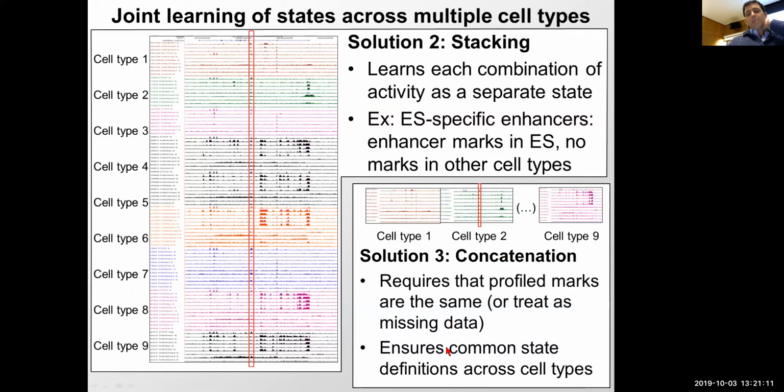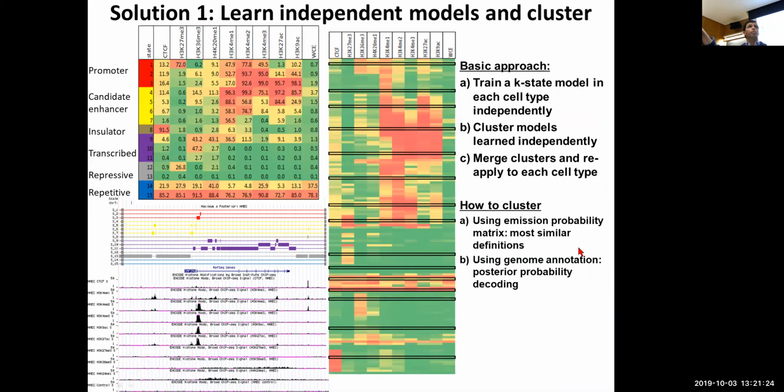So that basically also ensures that there's common state definitions across all of the cell types. I'm learning the set of chromatin states once, and then the locations of where these chromatin states are can differ greatly from cell type to cell type. And then solution number 1 was simply learn the chromatin states independently in each of the cell types, and then after the fact, compare them, cluster them. So in this particular case, I'm showing you exactly that.